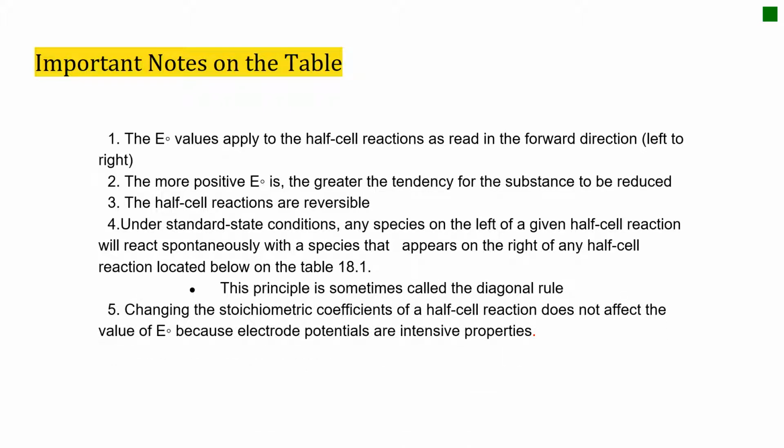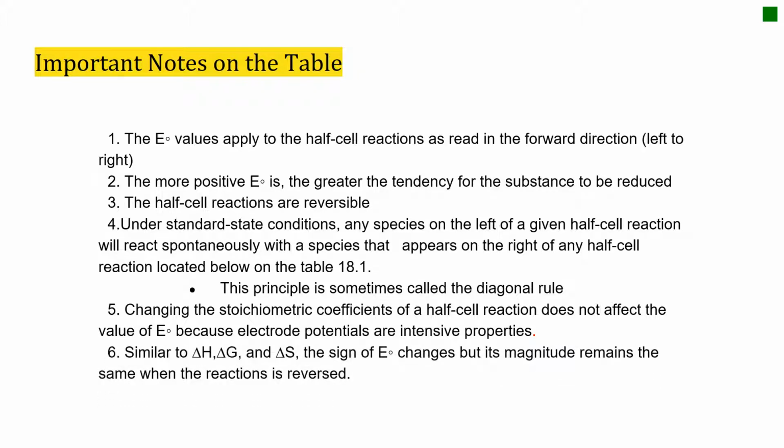Changing the stoichiometric coefficients of a half-cell reaction does not affect the value of E° because electrode potentials are intensive properties. This means that the value of E° is unaffected by the size of the electrodes or the amount of solution that is present. Similarly, the sign of E° changes, but its magnitude will remain the same when the reaction is reversed.